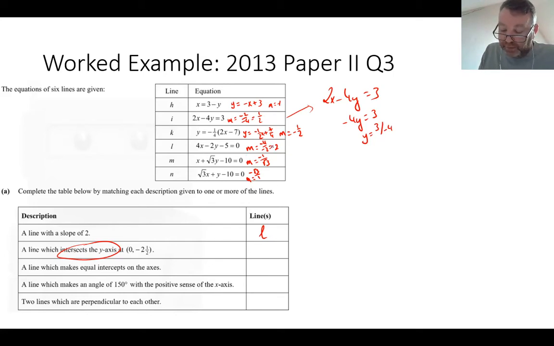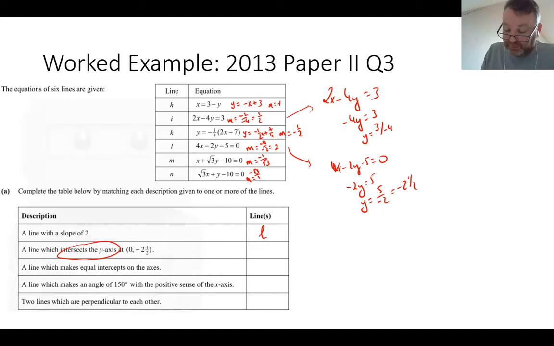Okay, next one that it might be. Let's try L. Let's take L out here and see what happens. 4x minus 2y minus 5 is equal to 0. Now, what do we want to do? We want to see where it cuts the y-axis, so we remove x. And that's going to give me minus 2y is equal to 5, which means y will be equal to 5 over minus 2. Guess what that is? Minus 2.5. So I have found it. So it's this one here.